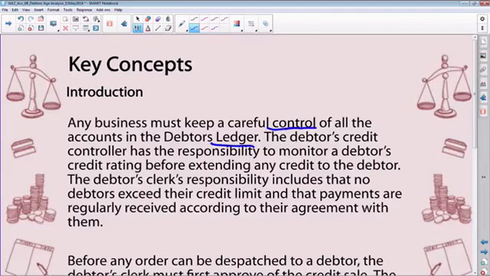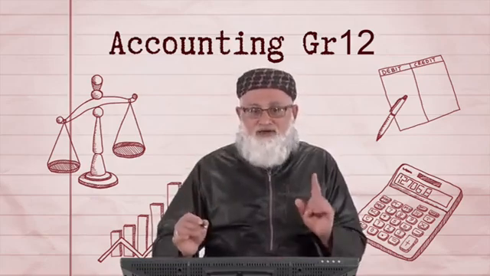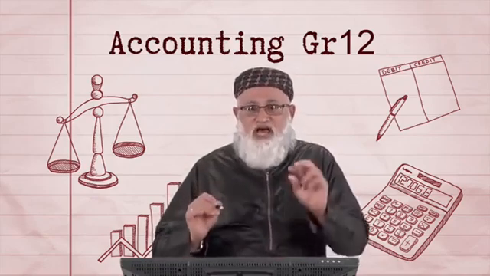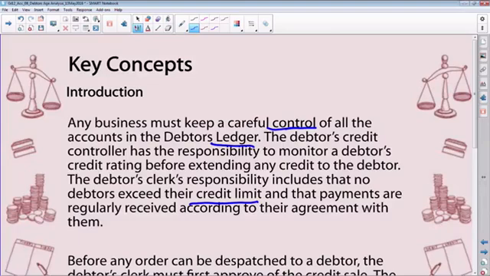Also, it would fall within the ambit of the debtor's clerk. What would be their responsibility? To check that the debtors do not exceed their credit limit, right? We're going to talk about two very important terms with regards to debtors just now. Bear with me. And we are going to ensure that payments are regularly received according to the agreement with them.